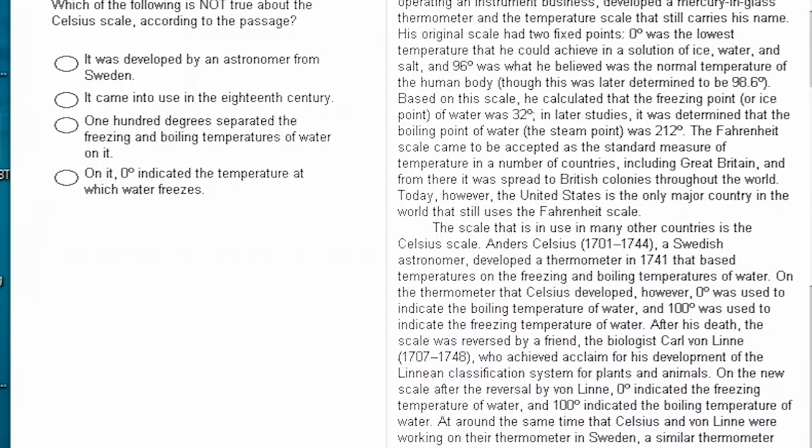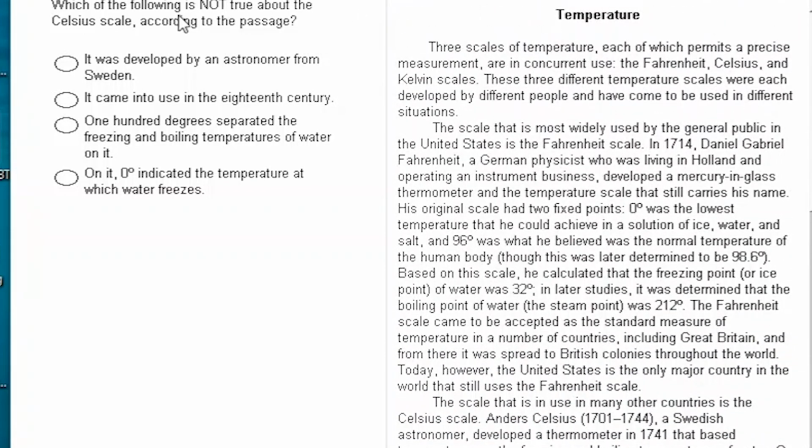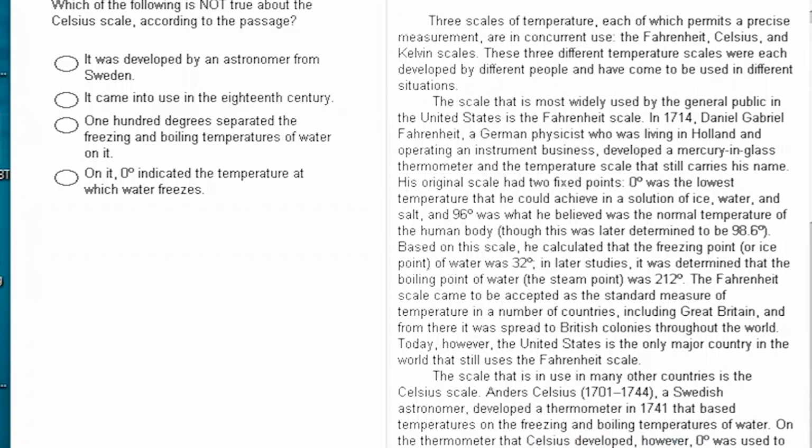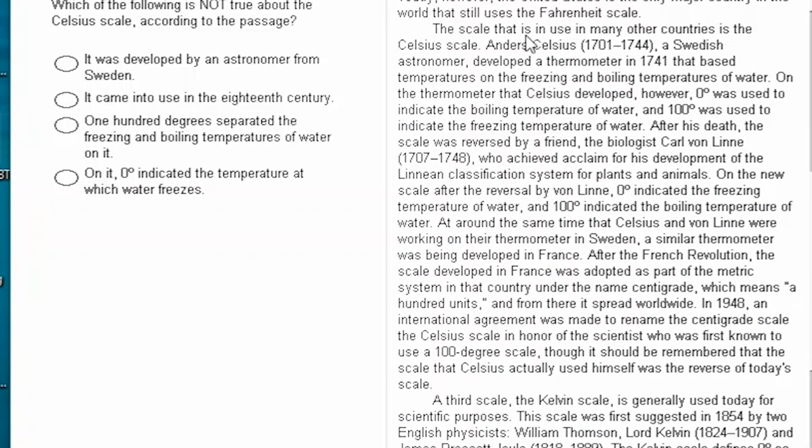Let me do this one, and then we're going to go to the next section. So here we have the temperature, not about the Celsius scale. Where do they talk about the Celsius scale? This one here, paragraph 3, the scale that is in use, that's Celsius. Something that's not true. When something is negative, I try to read the answer choices first. Was developed by an astronomer from Sweden. Okay, it was developed by Celsius, a Swedish astronomer. So this one is true, so I'm not going to choose A.